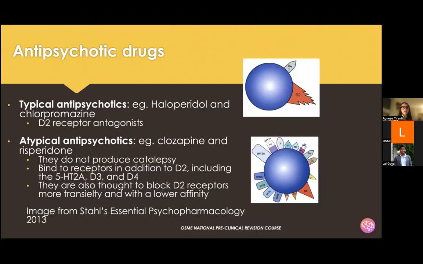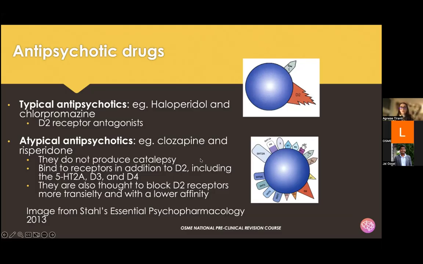So on to antipsychotic drugs. Essential to remember that there's typical and atypical. Typical are haloperidol and chlorpromazine. They are D2 receptor antagonists. Whilst atypical, for example, clozapine and risperidone, they're nice because they do not make you very sleepy, so they do not induce catalepsy. And they bind to many more receptors, not just D2, but also 5-HT2A, D3, D4.